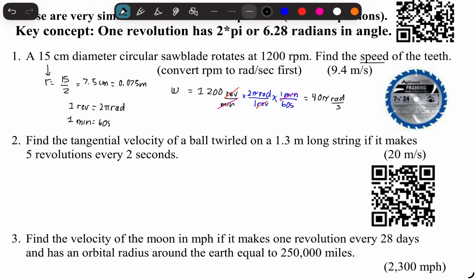But we want to find the speed of the teeth. So we can use the tangential speed formula. Tangential speed connects our translational and our rotational motion. So our tangential speed, that's going to be v is equal to omega r. So that's translational velocity is equal to the angular velocity times the radius. Our rotational speed is 40 pi, and then our radius is 0.075. So if you plug that in, that's 9.42 meters per second.